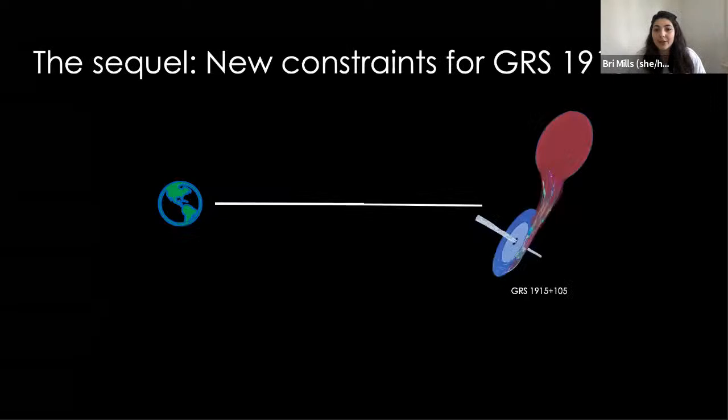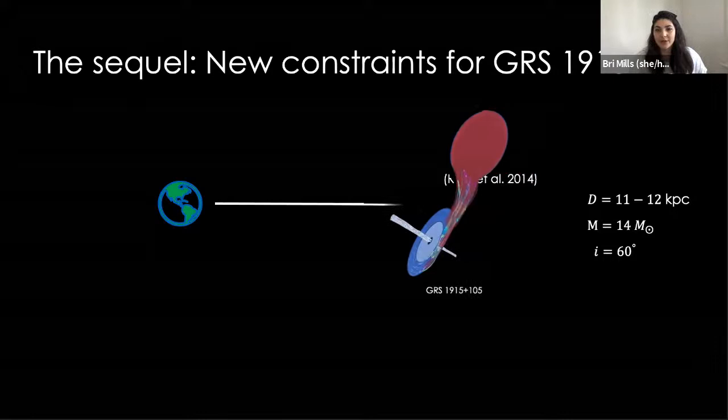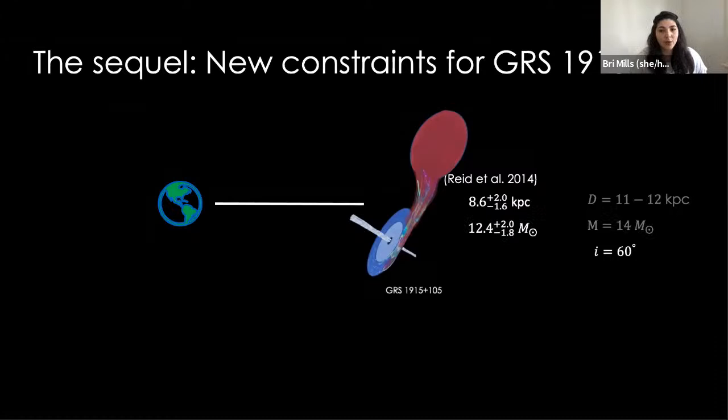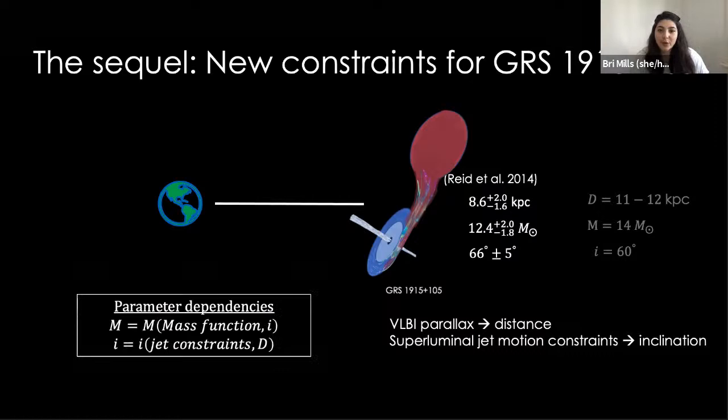So several years after those two groups published their spins, new constraints for the properties of GRS were published. Previously, we thought the distance to GRS was about 11 to 12 kiloparsecs with a 14 solar mass black hole and about a 60 degree accretion disk inclination. But new constraints from Reid et al. show that the distance is actually a lot closer to us at about 8.6 kiloparsecs with a slightly less massive black hole and a slightly higher inclination of the disk. The distance comes from impressive VLBI parallax measurements, and the inclination comes from constraints on the superluminal jet motion. It's also important to note that these parameters, mass, distance, and inclination, depend on each other. The mass is a function of the inclination, and the inclination is a function of the distance.